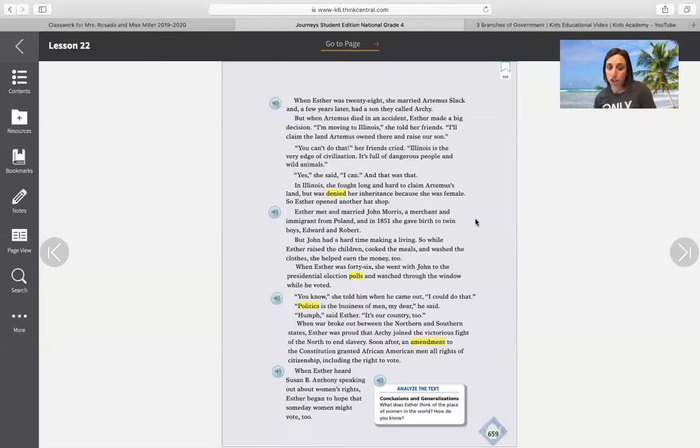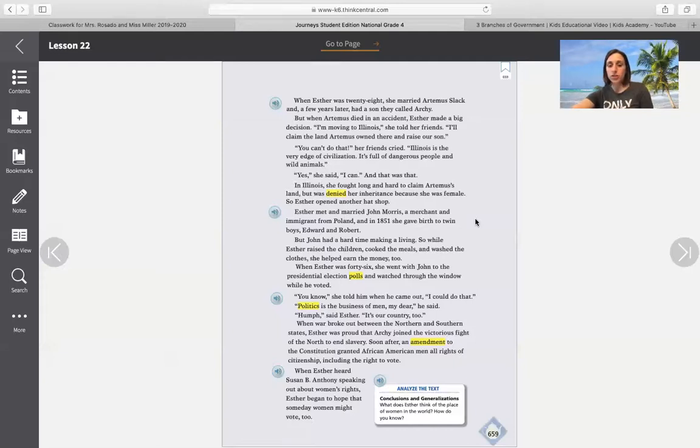It says that Archie, her son, joined the fight. So he was fighting in the north. He was some of the people who wanted to end slavery. And after the war was over, slavery did end. And African American men were able to vote, just like white men. So they had made an amendment or a change to the law, the voting laws.